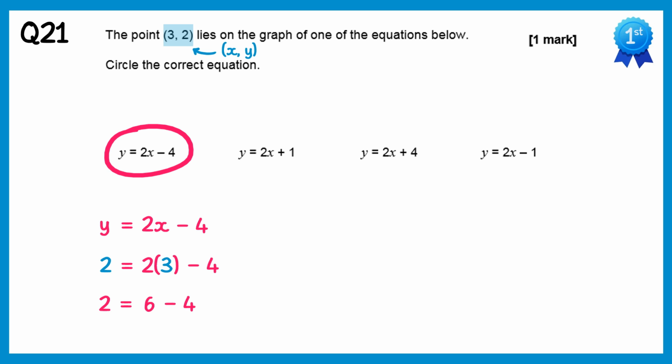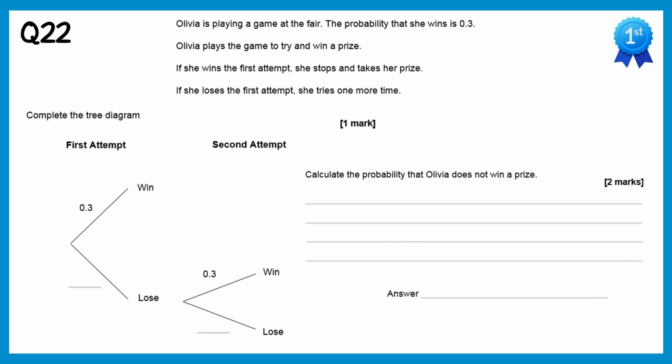For this question, we're told the probability that Olivia wins is 0.3. To work out the probability she doesn't win, which is the probability she loses in this case, we do 1 take away 0.3, which gives 0.7. So to complete the tree diagram, I need to write 0.7s by the lose.